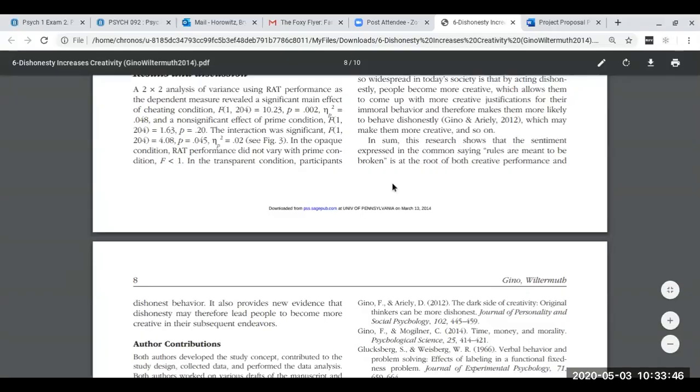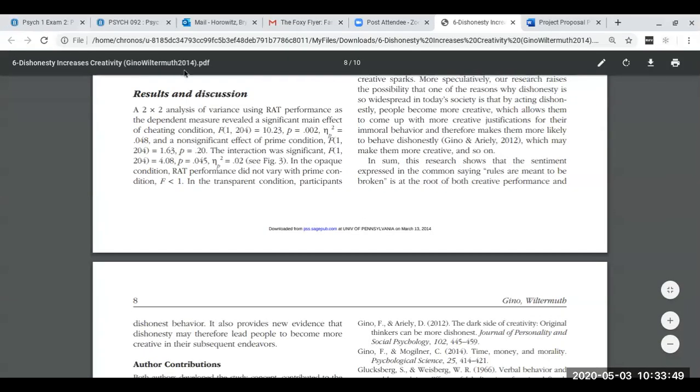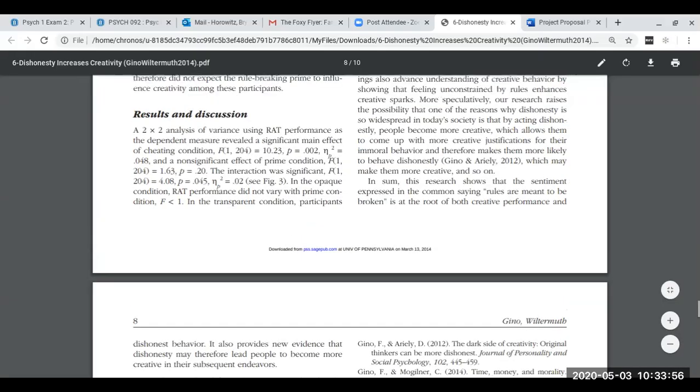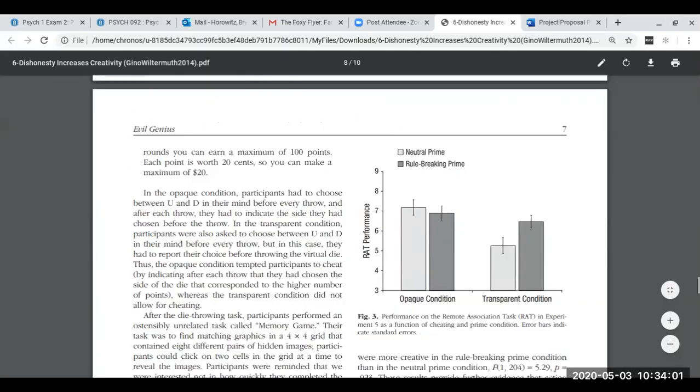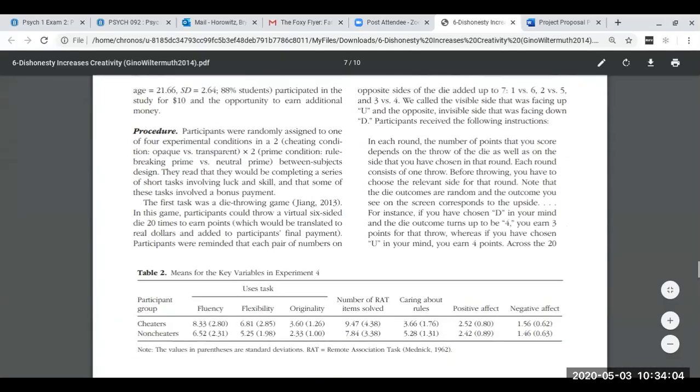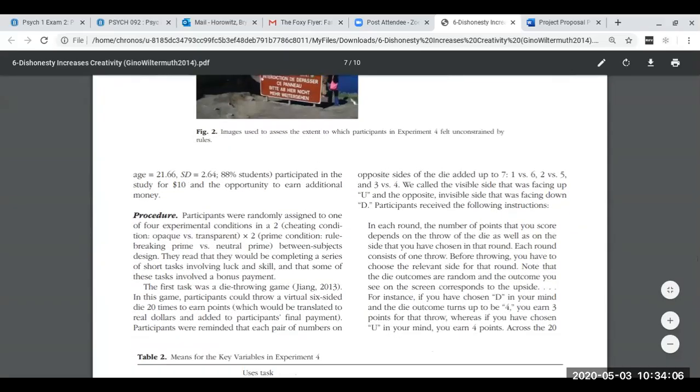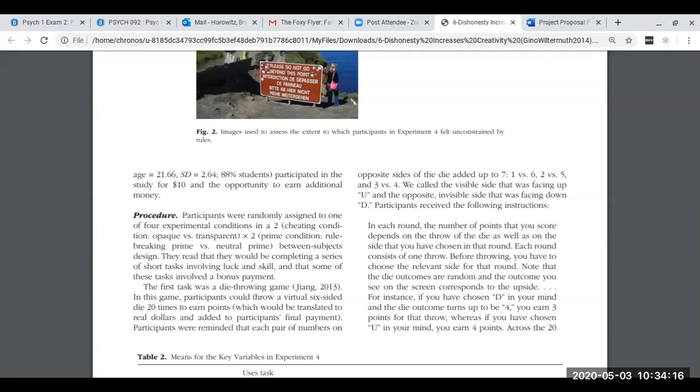So that's the article. Again, number 5, if you look right here on the bottom of page 8, the 2x2 analysis of variance. If I go up a little bit to the, was it here? Procedure, yes. Participants were randomly assigned to one of 4 experimental conditions in a 2x2 between subjects design. So these, if you want to use this as the basis of the original seed article, this is the 2x2 study. We have opaque versus transparent.